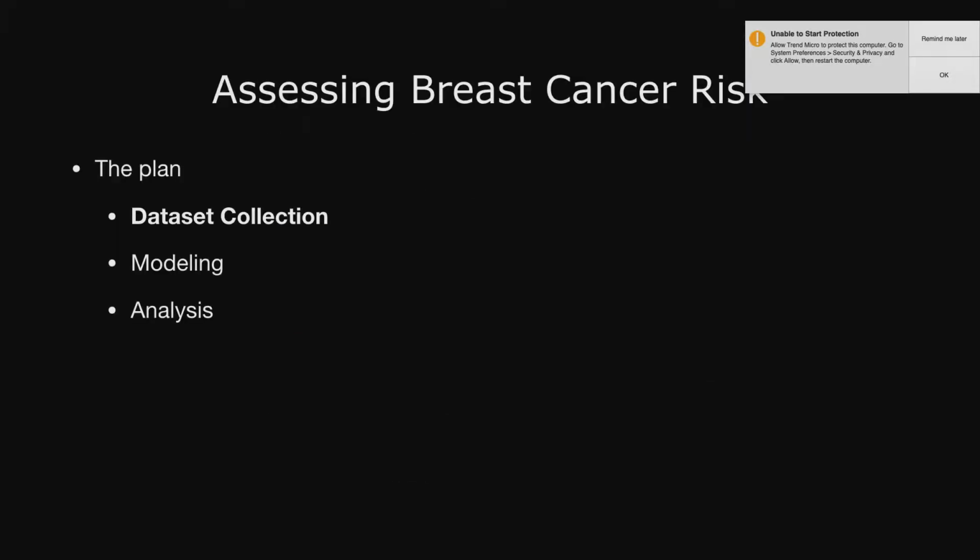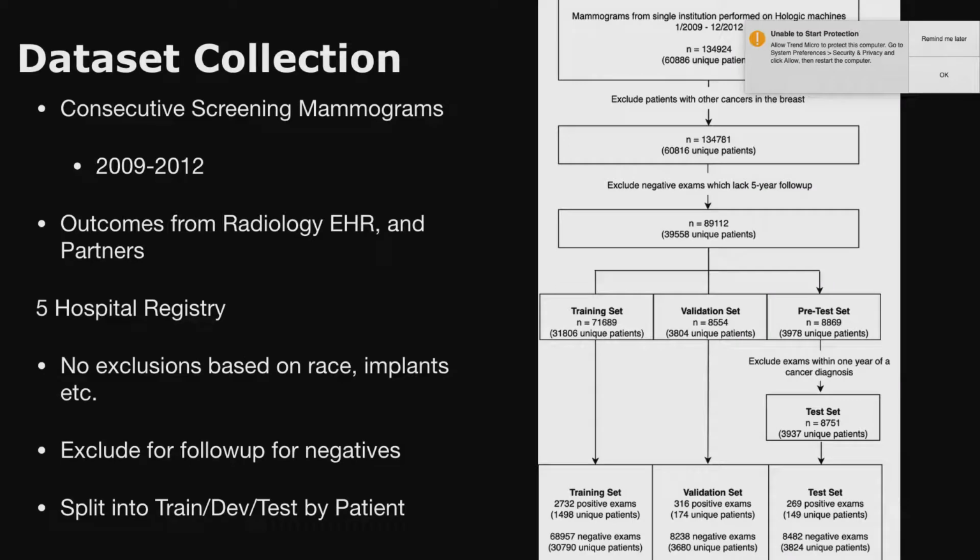And as before, the sketch we're going to go through is dataset collection, modeling, and analysis. In dataset collection, we followed a very similar template. We started off with consecutive mammograms from 2009 to 2012. We took outcomes from the EHR, once again, and the Partners Registry. We didn't do exclusions based on race or anything of that sort, or implants, but we did exclude negatives without follow-up. So if someone didn't have cancer in 3 years but disappeared from the system, we didn't count them as negatives, so that we have some certainty in both the modeling and the analysis. And as always, we split by patient into train, dev, test.